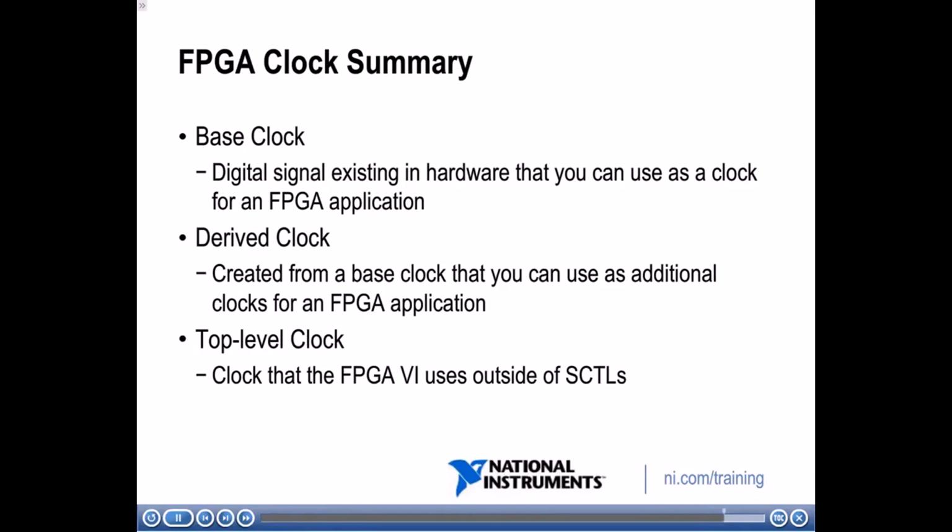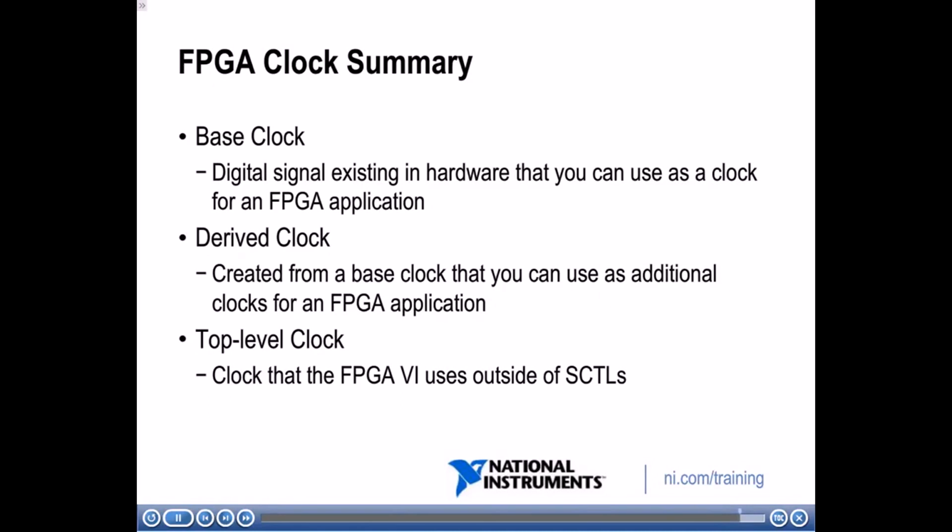Well, if you want to create other clocks besides that, you can create derived clocks, and these are created from your base clock, and you can create clock frequencies that are different. So for example, instead of just the 40 megahertz, you can create an 80 megahertz, 100 megahertz, and things like that. Okay, and you can use these derived clocks in other parts of your application, such as the timing for a single cycle time loop.